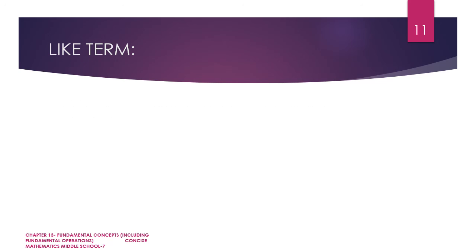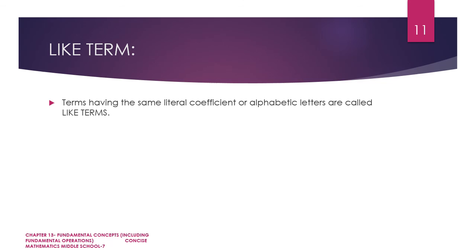Now let's know what a like term is. The terms having the same literal coefficients or alphabetic letters are called like terms. Let's consider an example so that I can explain clearly. See here 5x and 8x. Here the variable is the same, right? So they are called like terms. If the variables are the same, simply you can remember like this. See, x is the same, but the number is different, that doesn't matter. It is still called a like term.